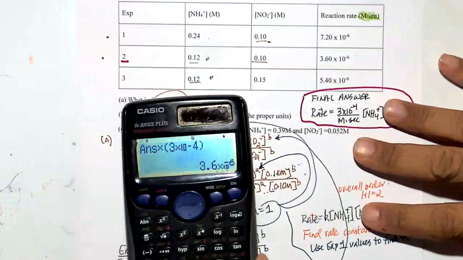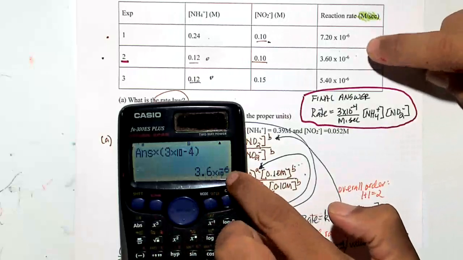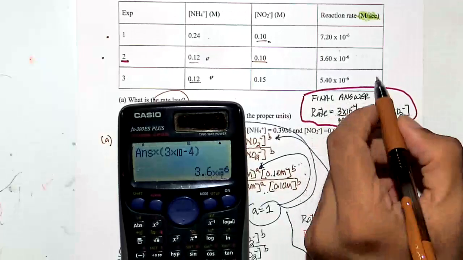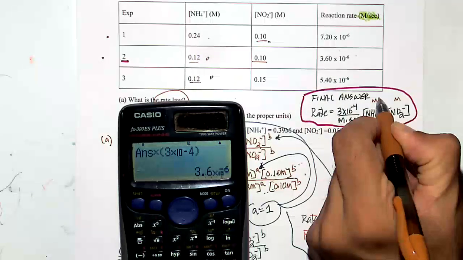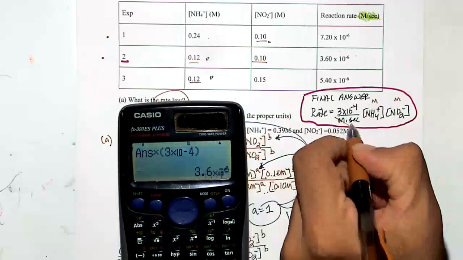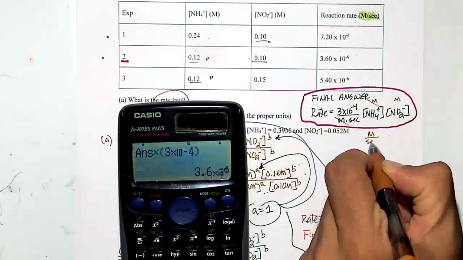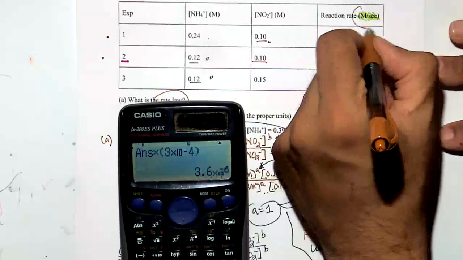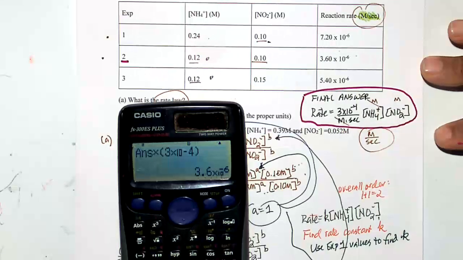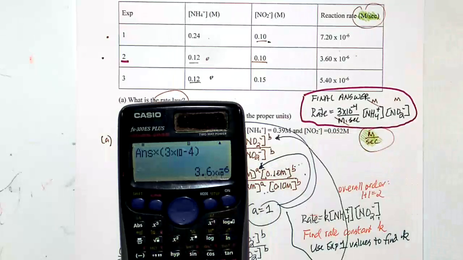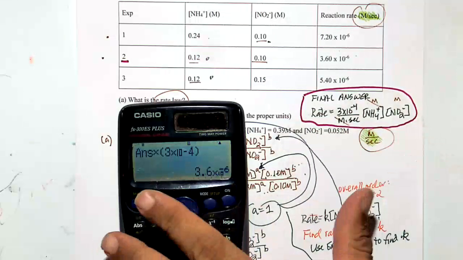You guys see that? And the units also are correct, because this is M, this is M. M times M is M squared. One of these M's cancels with one of these M's, so you're left with molar over seconds. So even our units are correct.